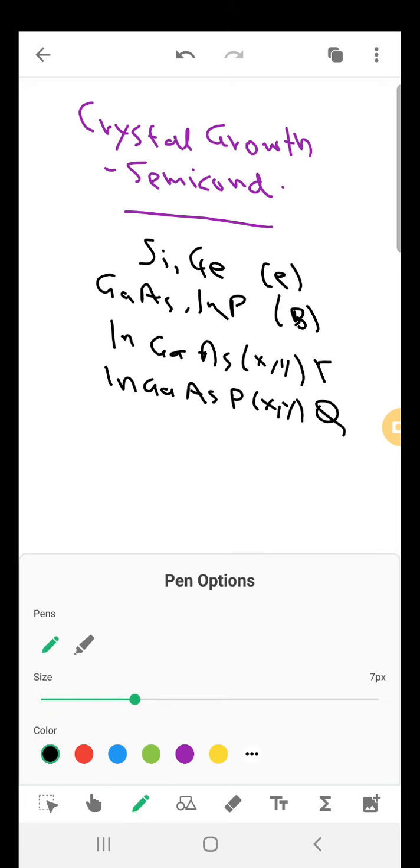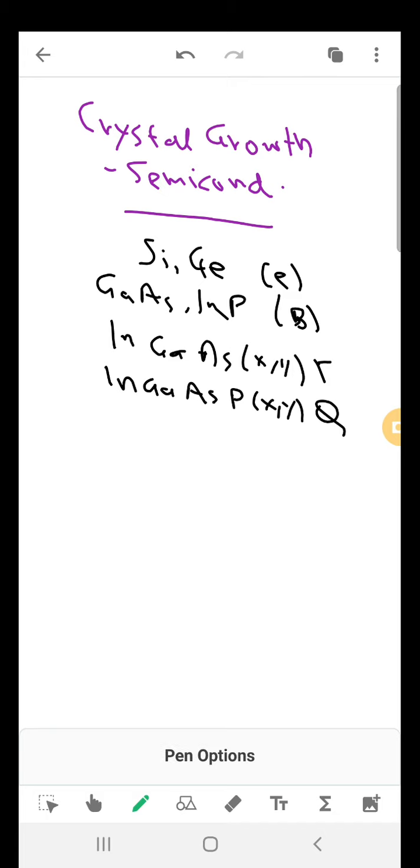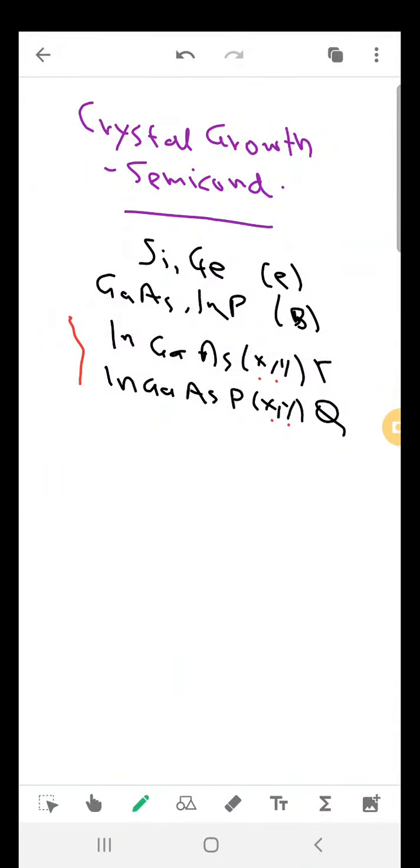Now, stoichiometry comes into the picture especially for these ternary and quaternary compounds. Stoichiometry means these X and Y values. So it is very difficult in the case of compound semiconductors, especially ternary and quaternary semiconductors, to control this during crystal growth.